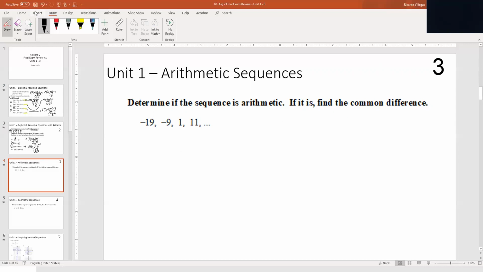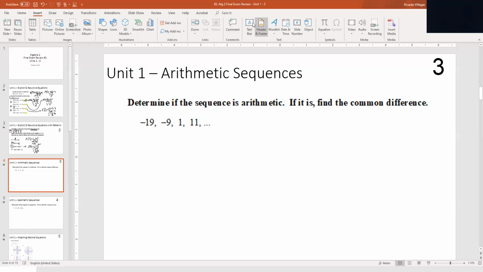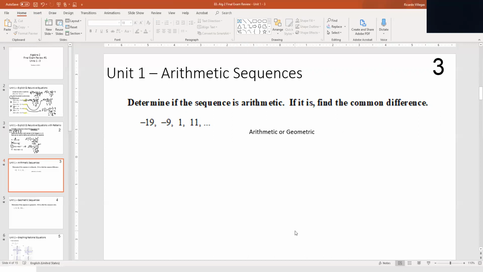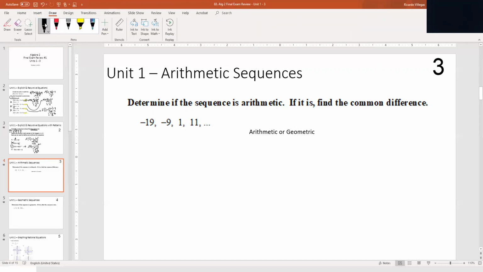All right, so you all learned how to determine if a sequence was either arithmetic or geometric, and the difference between arithmetic and geometric sequences is very simple. In an arithmetic sequence, you have a pattern that is adding, and in a geometric sequence, you have a pattern that's multiplying.